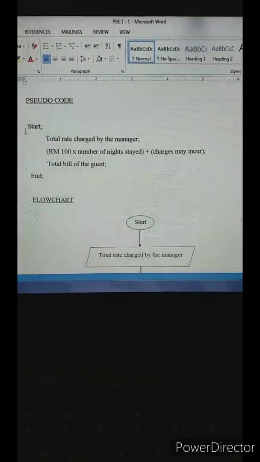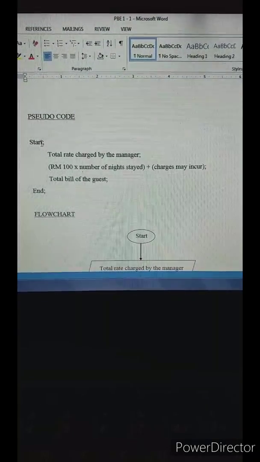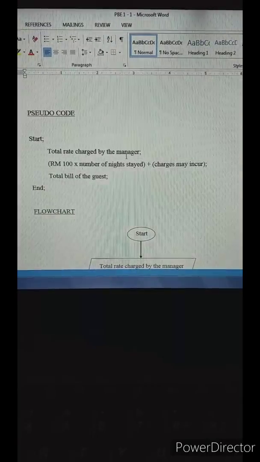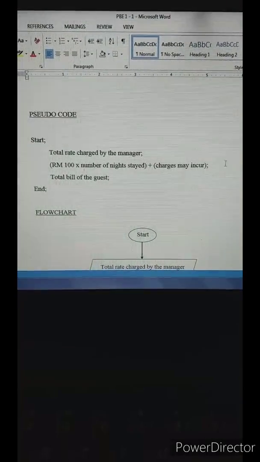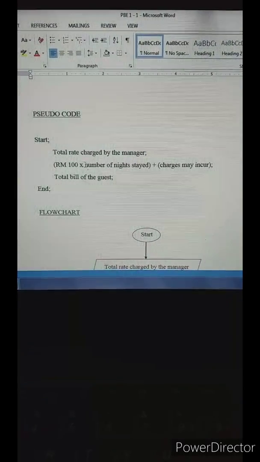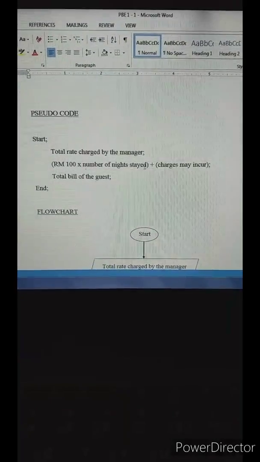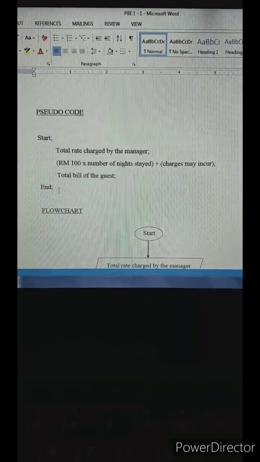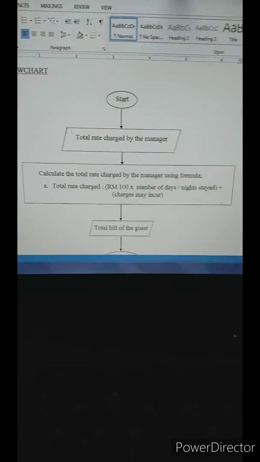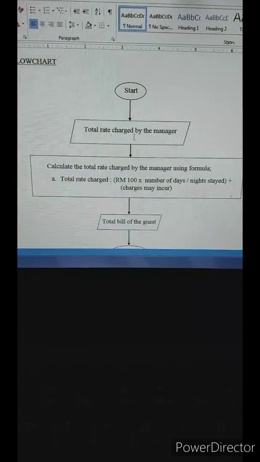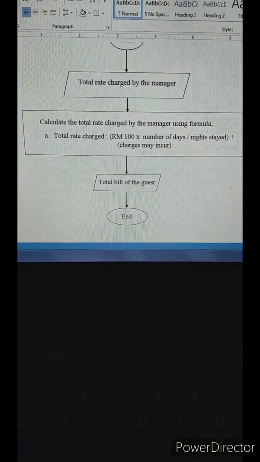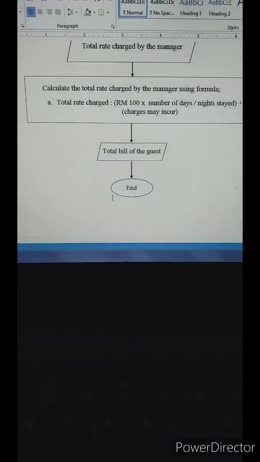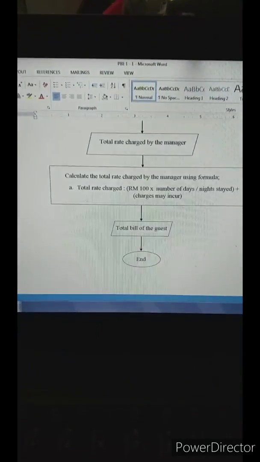And then next will be the pseudocode. The pseudocode will be first of all start, the next will be total rate charged by the manager, and then the calculation RM100 times number of nights stayed plus the charges that may be incurred, and then the total bill of the guest. And the flowchart will be start, total rate charged by the manager, calculation using formula and the total bill, and then end. This is for question 1.